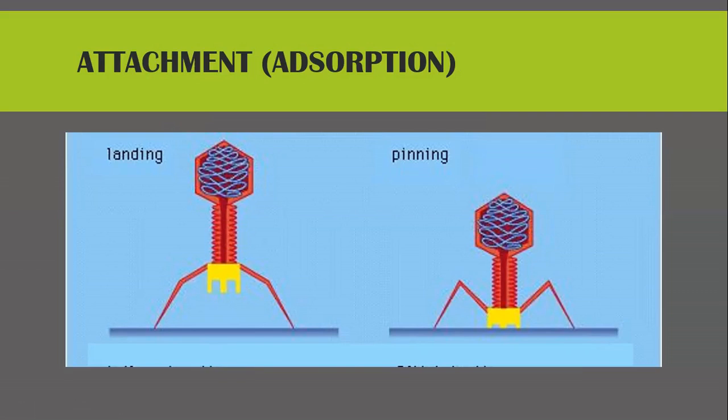A recognition signal is sent through the tail fibers to the base plate. And now the short tail fibers will bind to the cell surface. The tail fibers of this bacteriophage are well adapted for this sort of thing, that is for this attachment, and this is known as pinning. And once it is pinned, the phage cannot move, and this is an irreversible process.